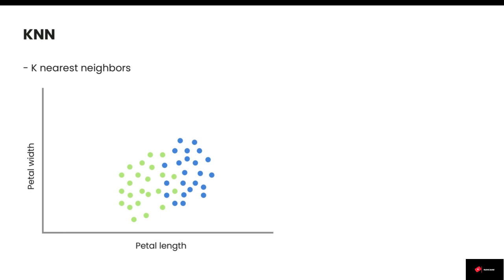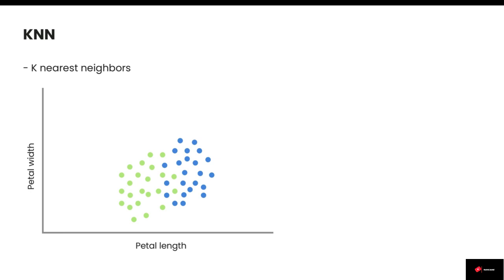As you can see, I'm simulating it with only two species. So here we have the measurements for the green and blue species. When we look at the chart, we can see a clear distinction of those two species. The blue species has wider and larger petals than the green species. But in the middle, there are some points mixed together.